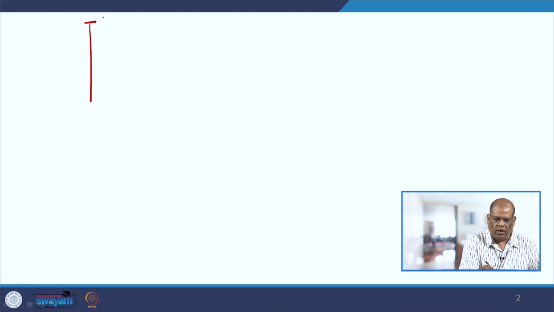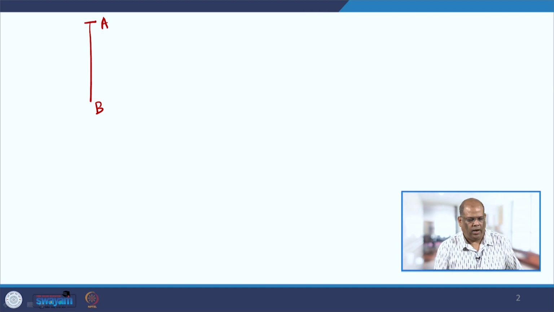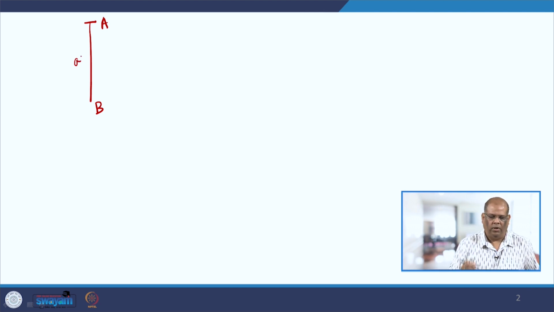So, let us consider a string which is attached at the point A. This is an elastic string attached at the point A with natural length A. By natural length I mean that it is not yet stretched. Then you add a mass to it, so it becomes a bit stretched, and this is the mass, say m.